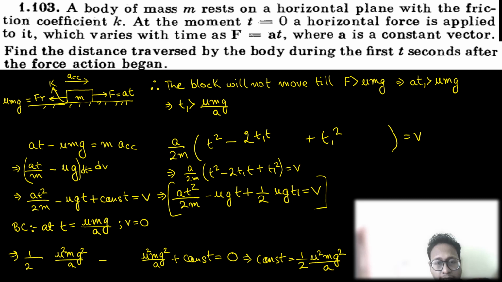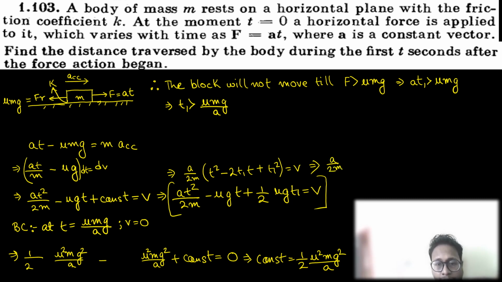I'm erasing this part. Now this is nothing but the formula for a minus b whole square, or a by 2m into t minus t1 whole square is equal to v. This is nothing but the a minus b whole square formula. Now in the next slide, we'll integrate this equation and find out the value of x.